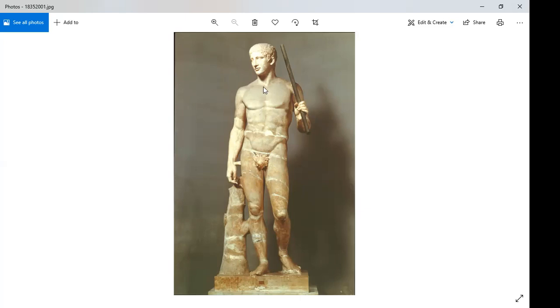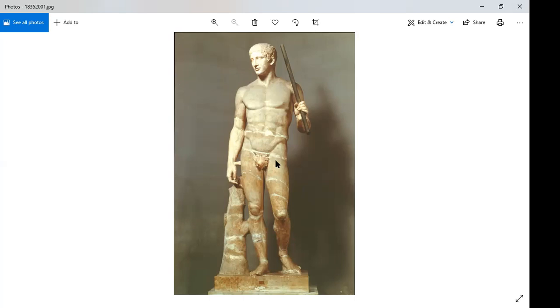And then finally, the third feature of contrapposto is the spine forms a gentle S curve. The spine, if you were to look at it, forms a gentle S curve. That is how human beings really stand when they're at ease or relaxed. It's the most realistic. Nobody's done a more realistic style of posing for sculpture ever since. It's a breakthrough. This is a seminal work of art, no question.